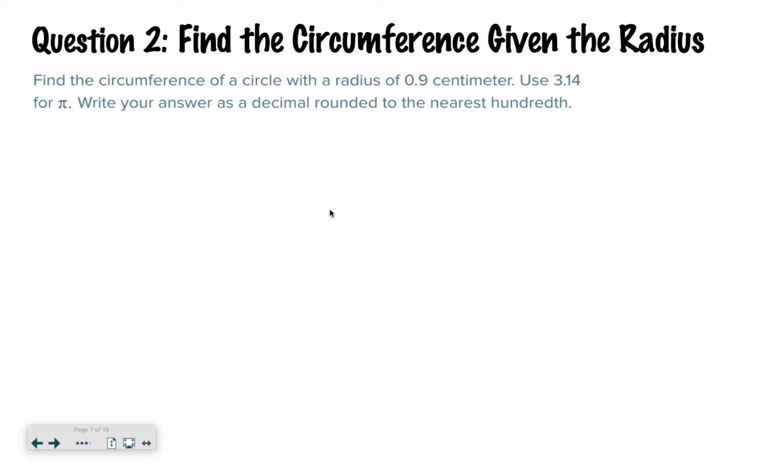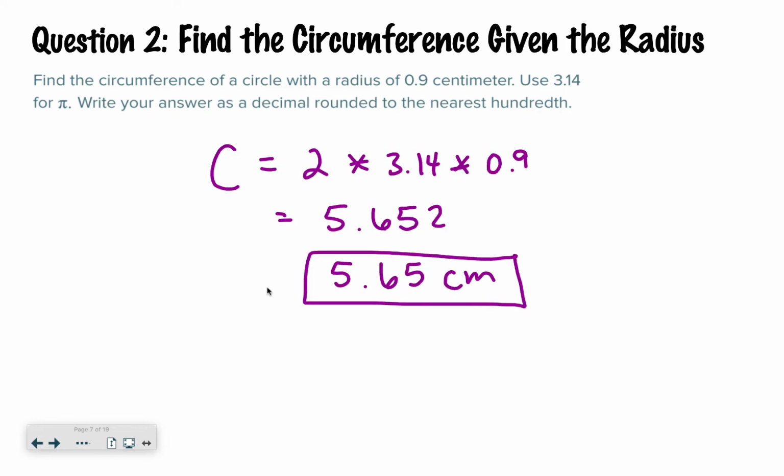Okay, so now it's your turn. I want you to find the circumference given the radius of 0.9 centimeter. Use 3.14 for pi and write your answer as a decimal rounded to the nearest hundredth. Good luck. All right, hopefully you said 2 times 3.14 times 0.9, and you got 5.652, which rounds to 5.65 centimeters. If you have any questions about that, please be sure to reach out for some help.